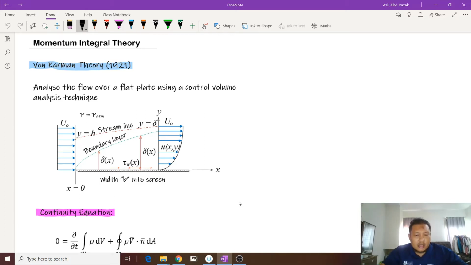What von Karman did is apply the control volumes, as shown here, to study the flat plate boundary layer. He was able to come up with some really quite remarkable results, considering the approach he took was a very basic analysis. We will refer to this as the von Karman momentum integral theory.